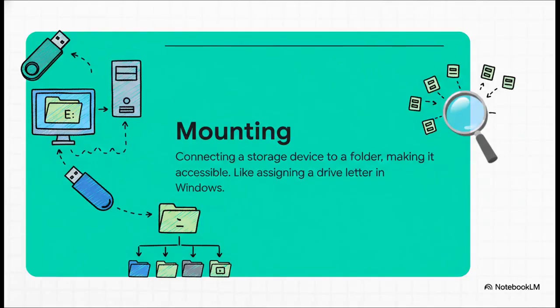You know how when you plug a USB drive into a Windows machine, it just kind of pops up as the E drive or F drive? That whole process is called mounting in Linux. It's just how you connect a device, like a USB drive, to a folder somewhere in that main directory tree, which makes all its files accessible. So instead of a new letter, the contents of your drive just appear inside a folder.